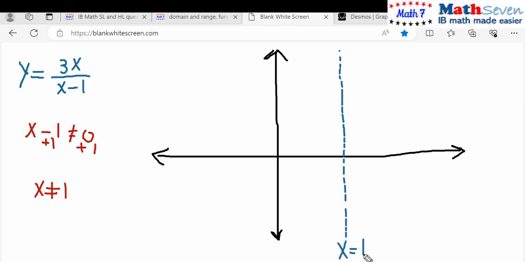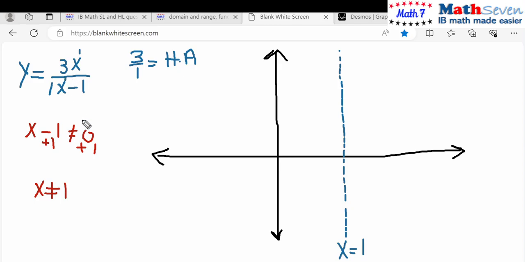Now for the horizontal asymptote, because I have x in the numerator and x in the denominator, what do I do? I take the coefficient of both x's and divide them by each other. So it is 3 over 1. The answer is your horizontal asymptote. Voila, this is the secret to find the horizontal asymptote. If you have x in the numerator, so x to the power of 1, and x to the power of 1, they should be the same power.